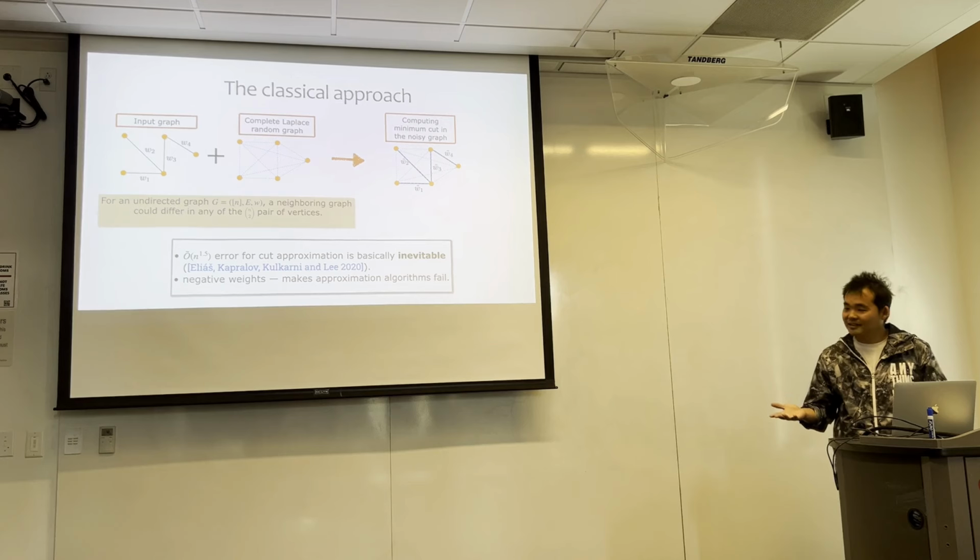By the Laplace mechanism, it is clearly private, but since it can also be used to output a synthetic graph, the n to the 1.5 additive error for cut is basically inevitable. And it may also introduce negative edge weights, which makes many approximation algorithms not applicable.